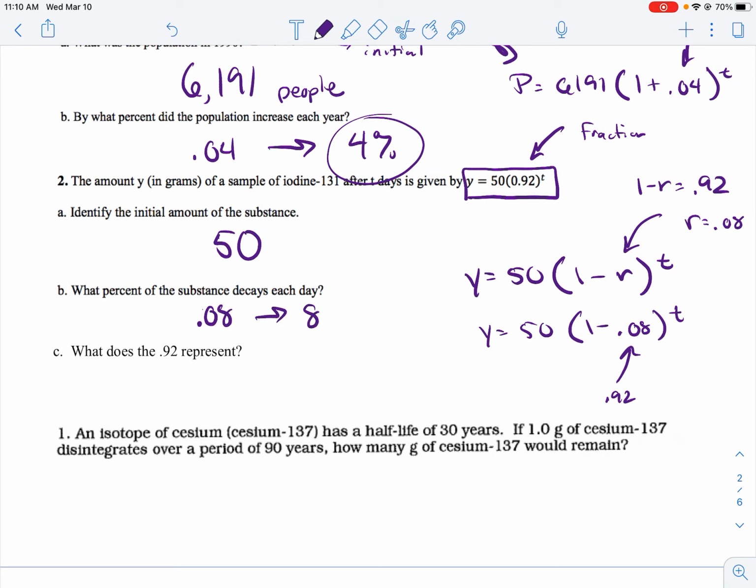0.08, or 8%. Okay, so what that means is, what does the 92 represent? Well, this is how much substance is left after each day, right? So think of it like this.